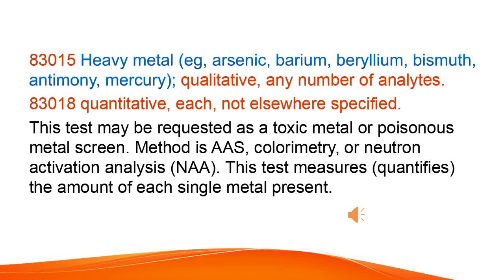Heavy metal, e.g., arsenic, barium, beryllium, bismuth, antimony, mercury. Qualitative, any number of analytes. Quantitative, each, not elsewhere specified. This test may be requested as a toxic metal or poisonous metal screen. Method is AAS, colorimetry, or neutron activation analysis, NA. This test measures, quantifies, the amount of each single metal present.